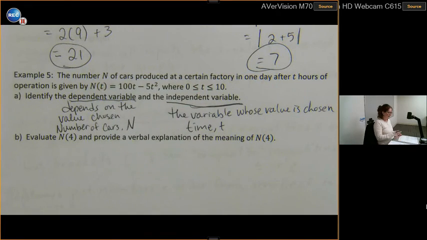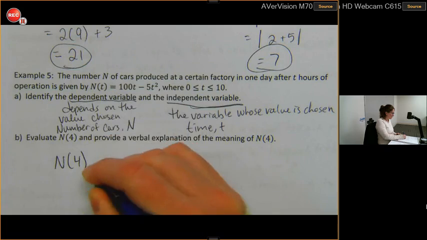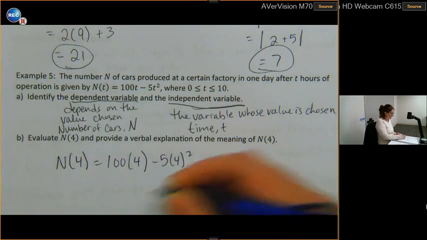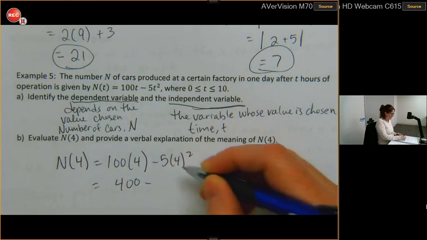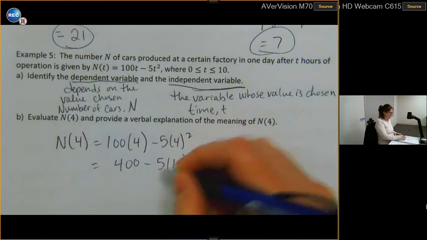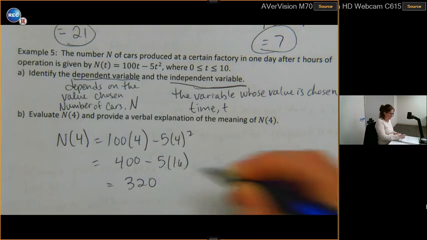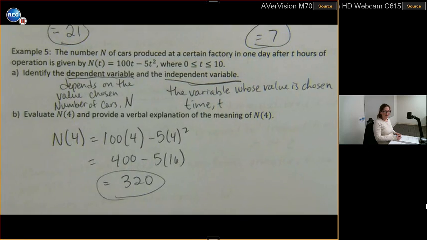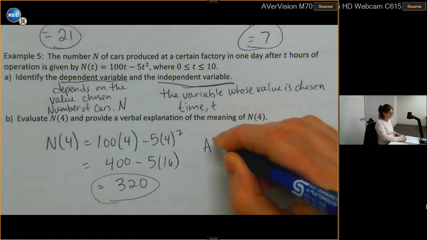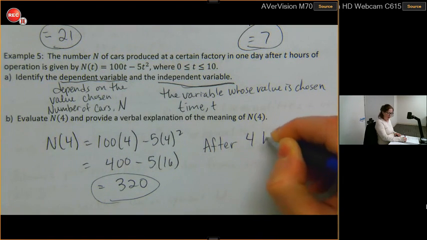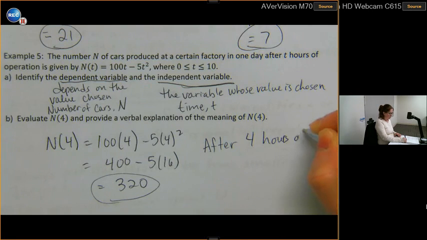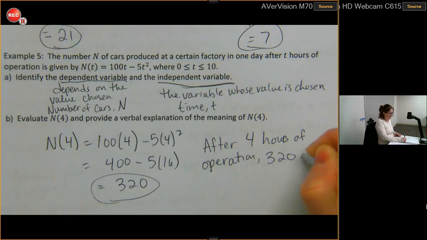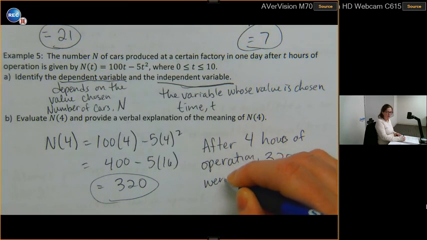Then we are asked to evaluate N of 4, so that's easy. Just put in 4 for the t's and solve it out with correct order of operations. 5 times 16 is 80, so that's going to be 320. Provide a verbal explanation of the meaning of N of 4. So what that means, 4 is our time. So after 4 hours of operation at the factory, 320 cars were produced.